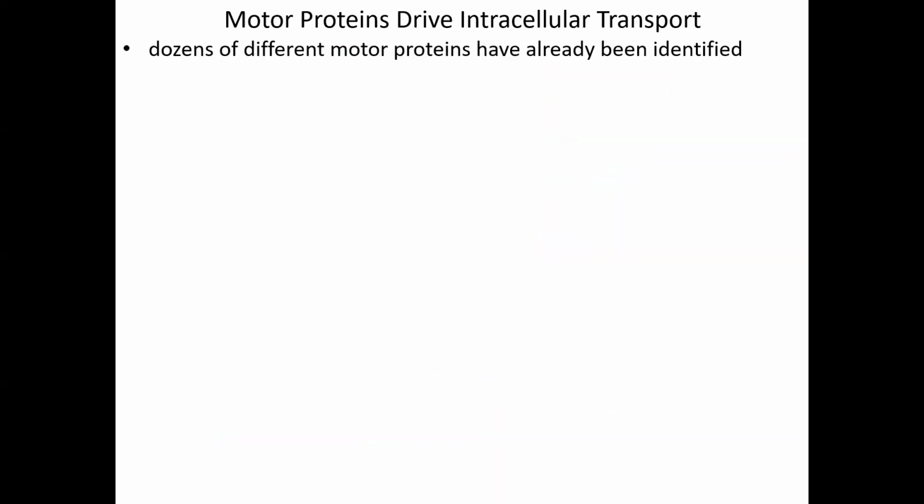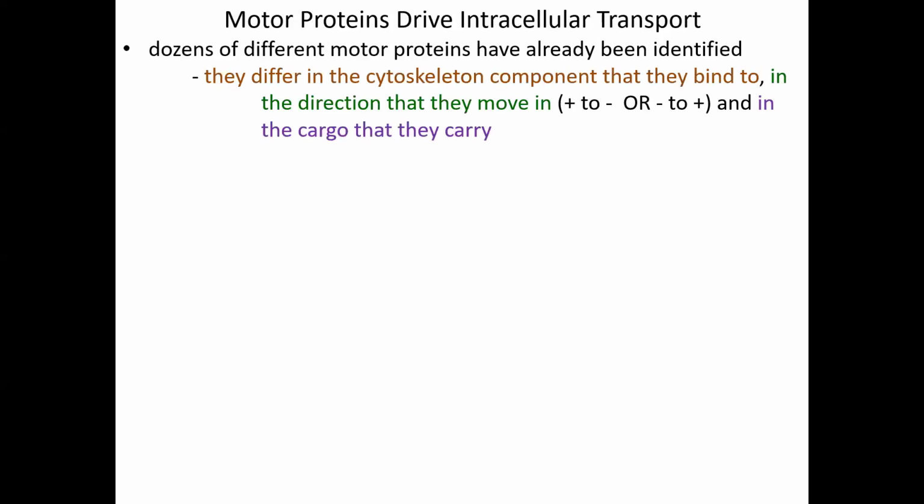There are dozens of different motor proteins that have been characterized so far, and there's probably more that we haven't yet discovered, but we're going to focus on just a select few. These different motor proteins differ in the cytoskeletal component that they bind to, such as actin or microtubules. They differ in the direction they move. Do they move from the plus end to the minus end or the minus end to the plus end? They also can differ in the kind of cargo that they carry. The two examples that we'll focus on for microtubules and vesicle transport are kinesin and dynein.